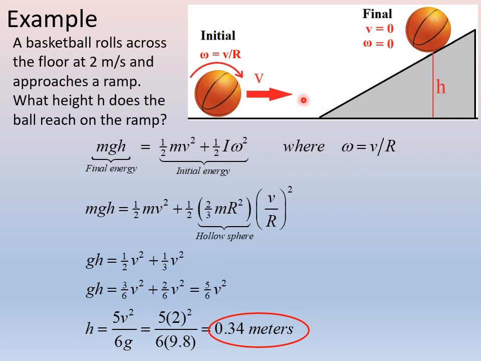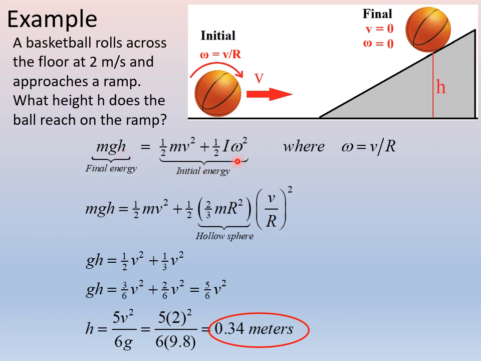Now, when the ball rolls up the ramp, it comes to a stop before it rolls back down. So at its stopping point here, that's the maximum height, which we're going to solve for. At this point right here, since it's stopped, it's not rotating either, so omega is 0. It has no more kinetic energy. It's all potential energy. So the final energy of the system is just mgh of the ball.